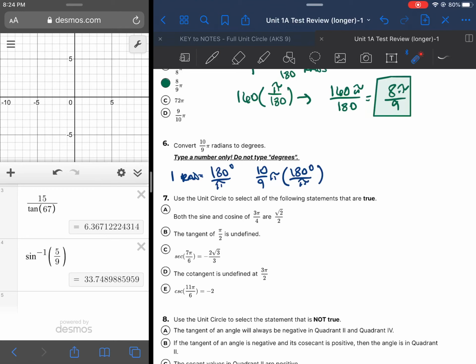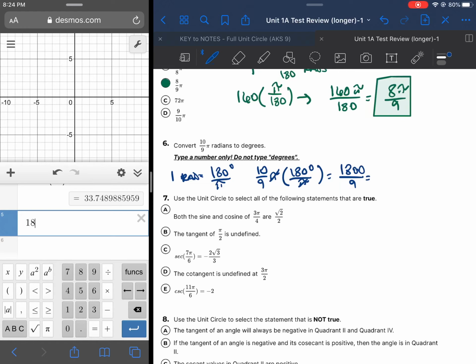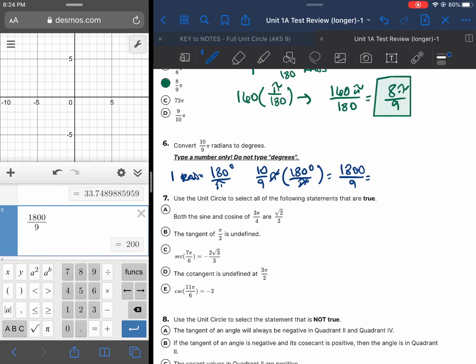Well, notice that the pi's here will cancel. This pi in the numerator will cancel with the pi in the denominator, and we're going to get 10 times 180. 10 times 180, which is 1,800, divided by 9. Let's use our calculator. 1,800 divided by 9. And that's going to give us 200. So our answer would be 200 degrees.